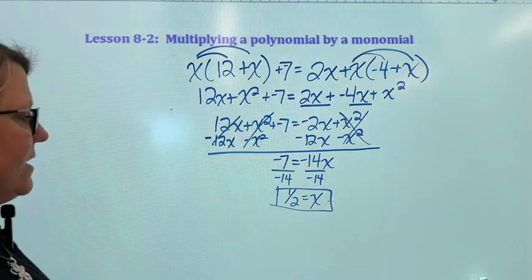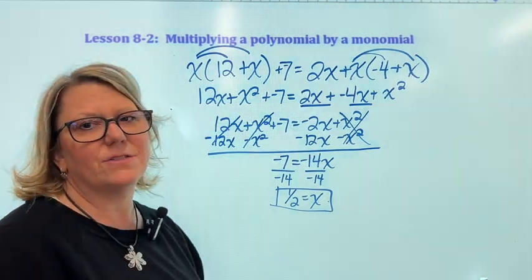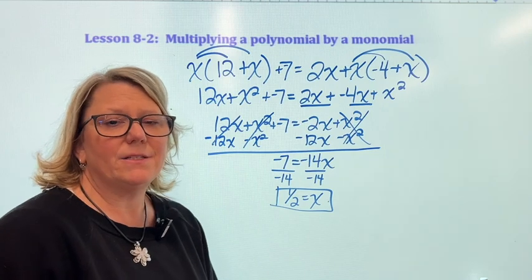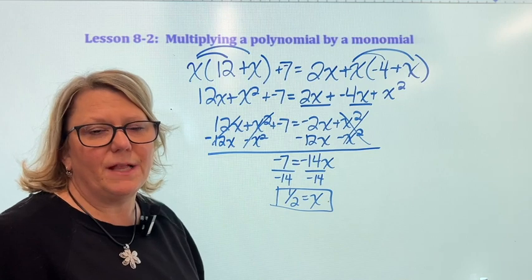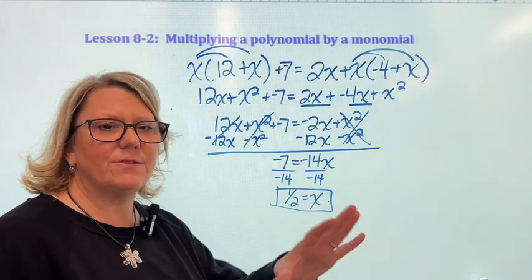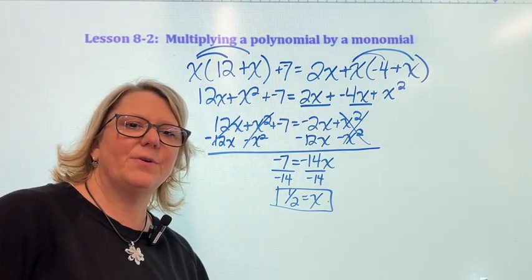So there's an example of how to solve when you're multiplying a polynomial by a monomial and it's an equation. So you basically want to multiply through and then just move things around. So if you have constant on one side and the variable on the other.